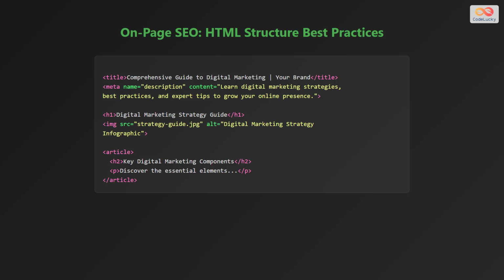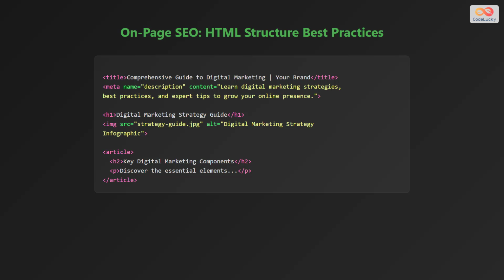Let's look at some on-page search engine optimization HTML structure best practices. Here's an example of an optimized HTML structure. The title tag should be concise and include primary keywords. The meta description provides a brief summary of the page content, encouraging clicks from the search engine results pages.